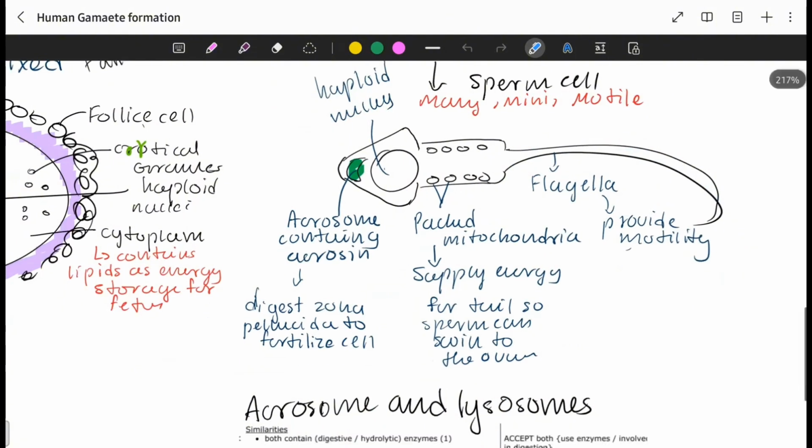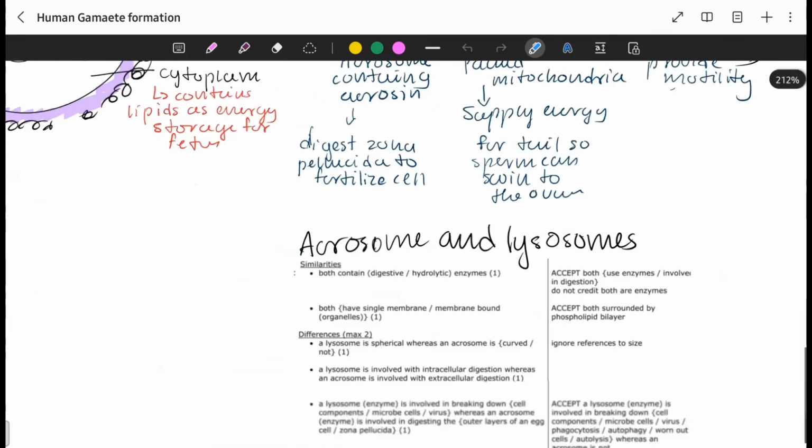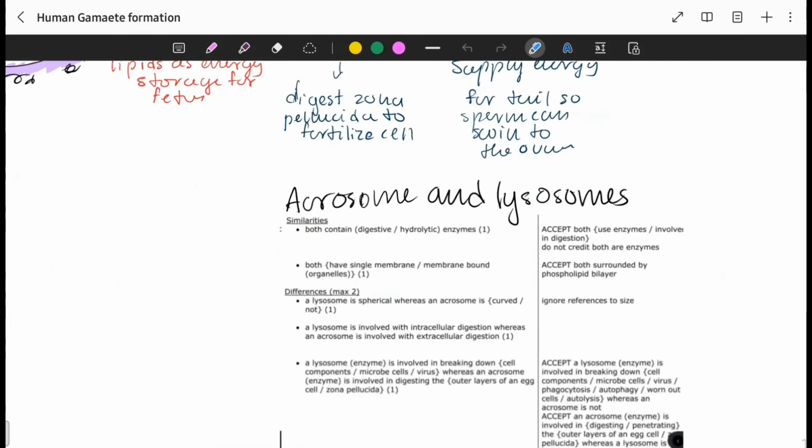And acrosome and lysosome. The similarity of acrosome and lysosome is that both have hydrolytic enzymes or digestive enzymes. We already talked about lysosomes, and now we are talking about acrosomes. So both will have hydrolytic enzymes, and both are single membrane-bound organelles. As both are single membrane-bound organelles, both will have a single membrane basically.